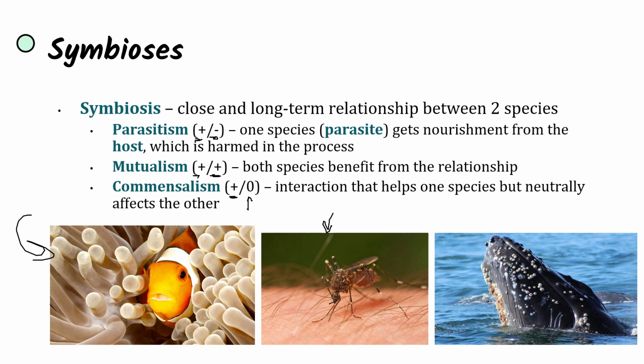There's also commensalism, where one species will benefit, but for the other, it's neutral. It's not going to be harmed and it's not going to be benefited. And so we can look here at barnacles on a whale. So barnacles get food from the whale, they get to ride on the whale, but the whale doesn't care, it's no detriment.